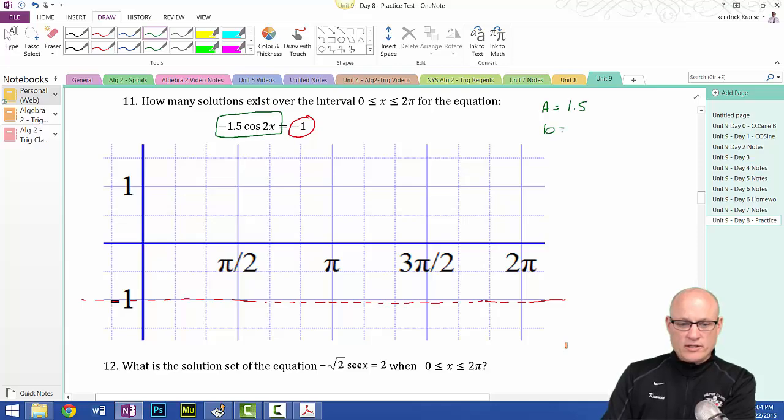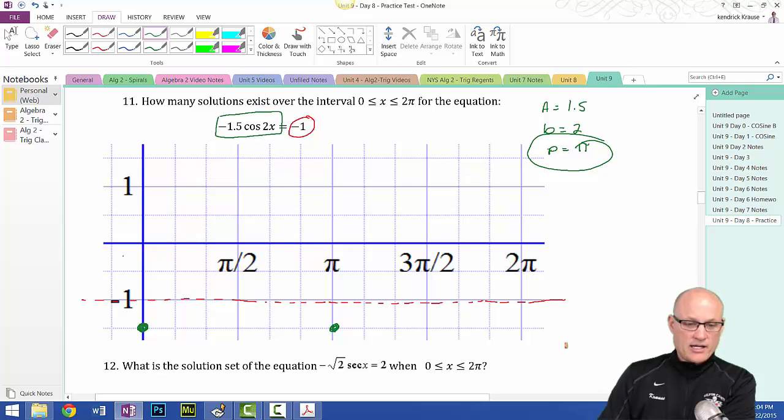My frequency is 2. My period is pi, because that's 2 pi over 2. My scale's already there, so I'm not going to bother putting that on there. I don't have a C and I don't have a midline, so it's going to start right at the beginning. Now we start at negative 1.5, so we're going to start down here. Now every pi is a new maximum.